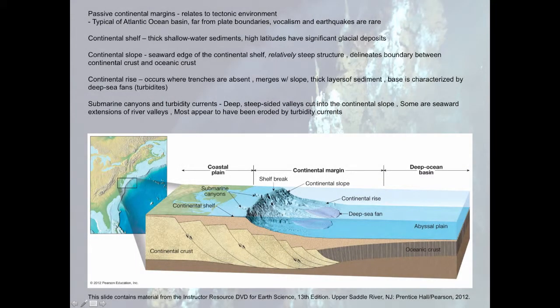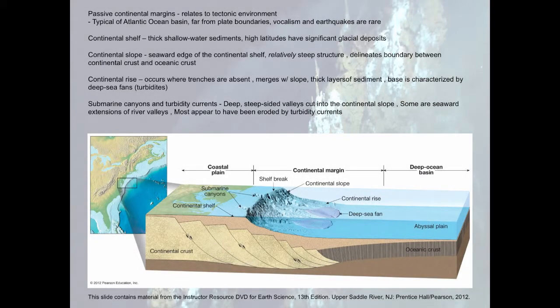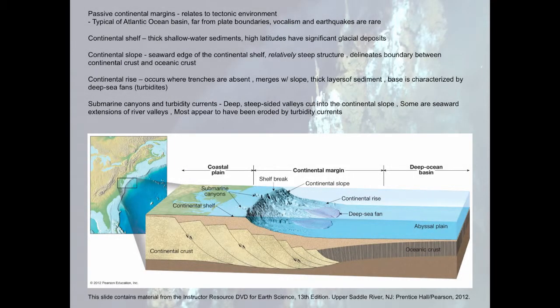The continental rise is where the continental slope is transitioning into the deep ocean basin. Trenches are absent, trenches that would occur at active continental margins at subduction zones. So the rise occurs where trenches are absent, it merges with the slope, and you also have thick layers of sediment. The base of continental rises are often characterized by deep sea fans, which are kind of deltaic or lobular formations deposited by turbidites, which are large underwater mass wasting events.